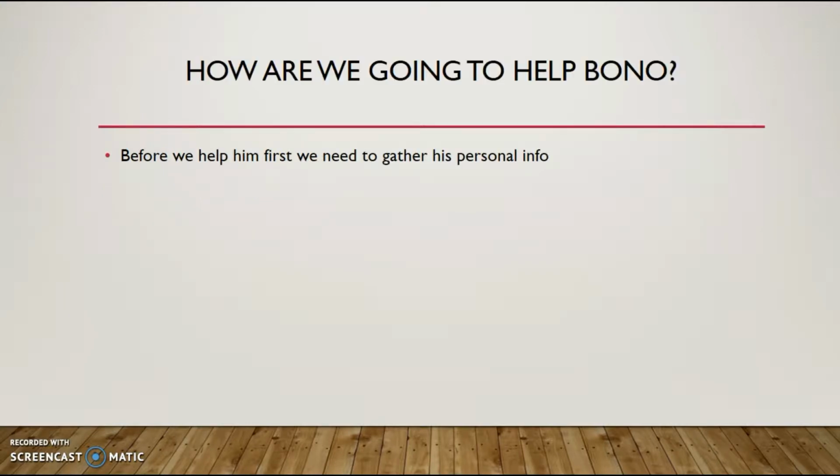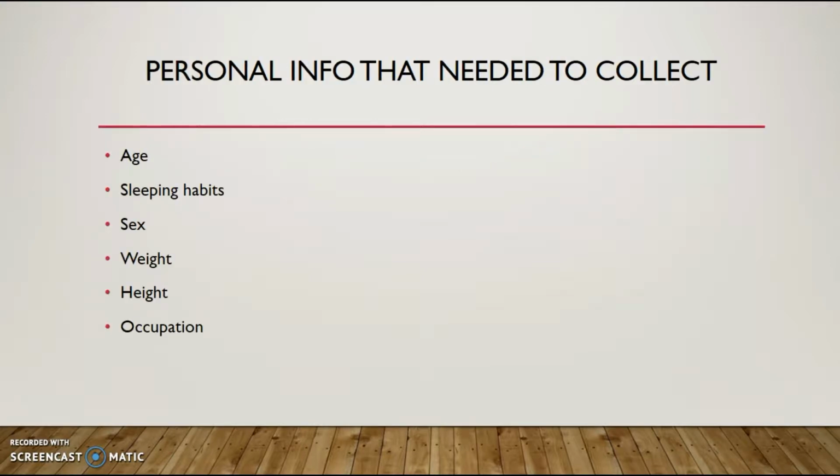But before we help Bono, we need to gather his personal information such as age, sleeping habits, sex, weight, height, and occupation. Why age? Because age can help us to determine the health risk, exercise interval, and the intensity for the client. Second is the sleeping habits, because poor sleeping habits can diminish recovery effectiveness, bring down growth hormone release, and can cause mental weariness and failure to focus.